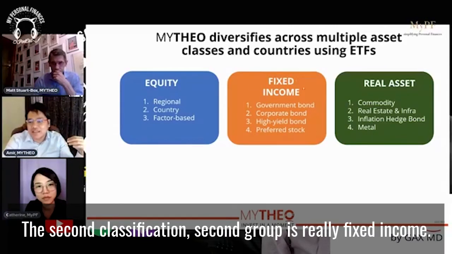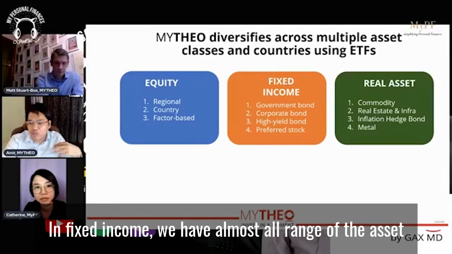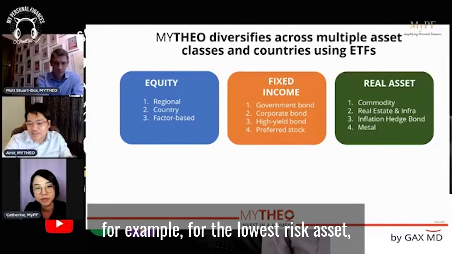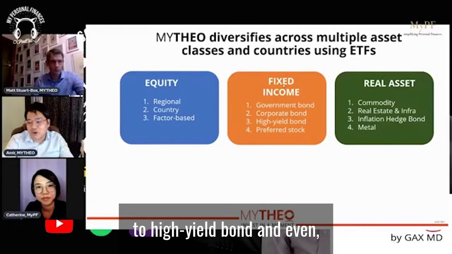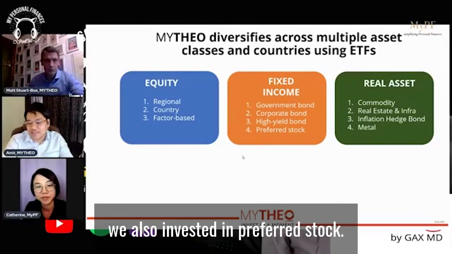The second group is fixed income. In fixed income, we have almost the whole range of assets, from the lowest risk asset, such as government bonds, to corporate bonds, to high yield bonds, and we also invest in preferred stock.